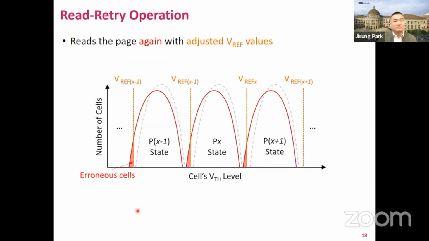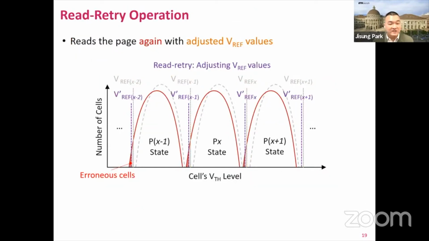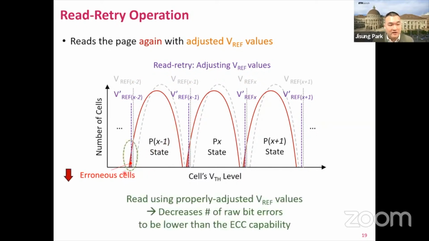To address this problem, modern SSDs commonly adopt read-retry, which basically reads the pages again with adjusted read reference voltage values. And as shown in this figure, using properly adjusted read reference voltage values significantly decreases the shifted area beyond the reference, these red areas, meaning the number of raw bit errors in reading the page. So basically, the goal of a read-retry step is to find a near-optimal read reference voltage that would reduce the number of raw bit errors to be lower than the ECC capability.